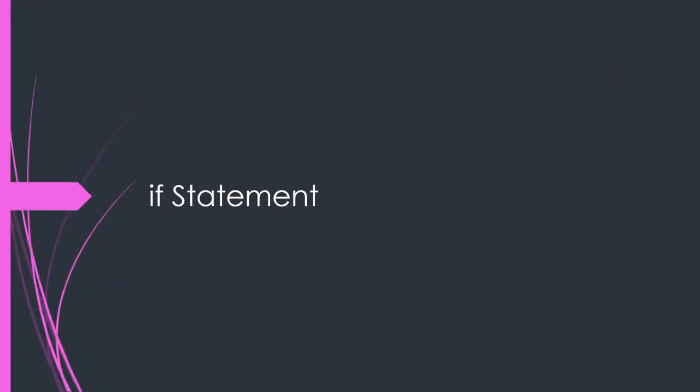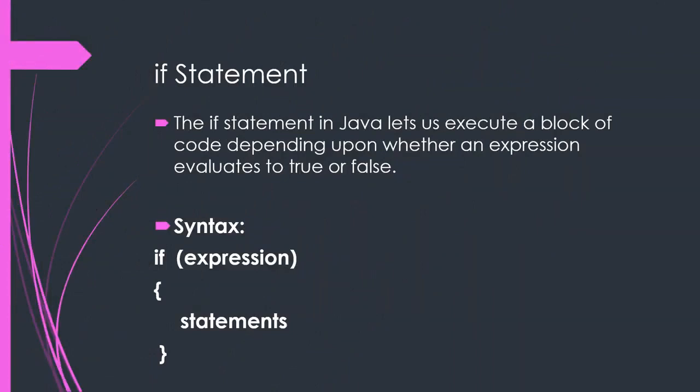First of all, let us study the if statement. The if statement in Java lets us execute a block of code depending upon whether an expression evaluates to true or false. As we were talking about selection structure and the expression, whenever we evaluate the expression, it either comes to true or false. This will be a condition, and depending upon this evaluation, the if statement will execute the block of code.